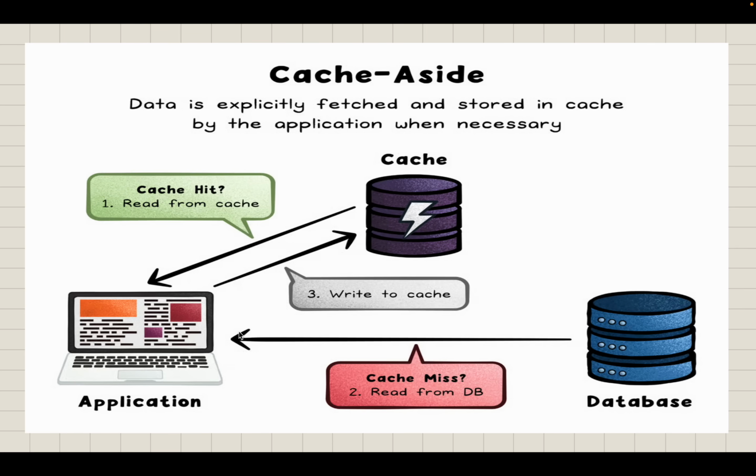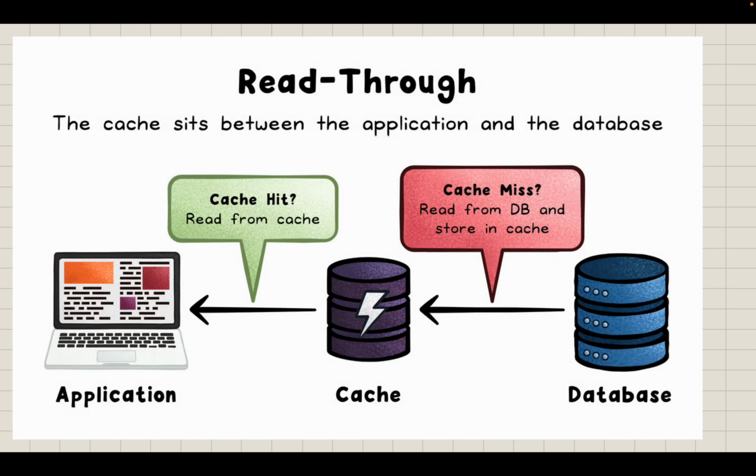The second read based architecture is read through. From the diagram itself it is very clear, right? First it will read from the cache, and if it is not in the cache, it will go to the database. Okay, so this is a little bit simpler than the previous one, because first it will go to the cache, and if it is not there, it will go to the database.